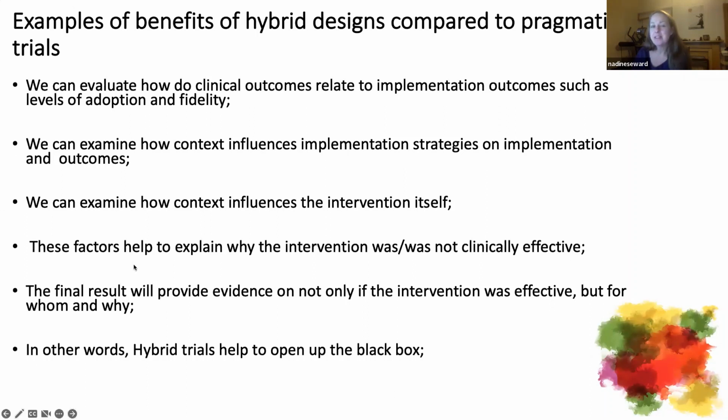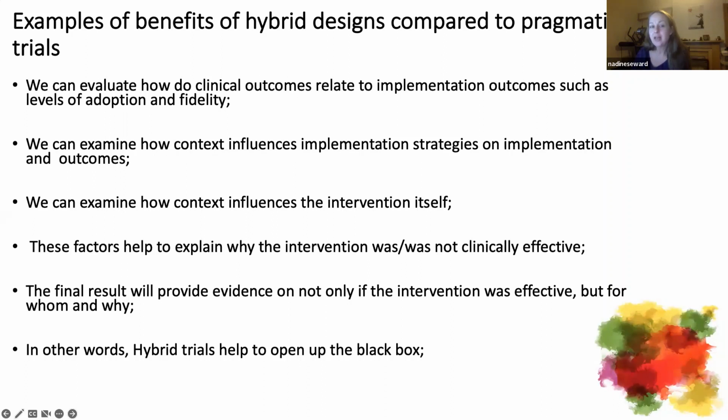So why are hybrid designs better than the pragmatic? We can compare clinical outcomes to implementation outcomes that are measured at the individual level. So sometimes we collect information on acceptability, appropriateness, and feasibility at the individual level, or also fidelity at the individual level. And just doing a little ANOVA can tell you if they're associated or not.